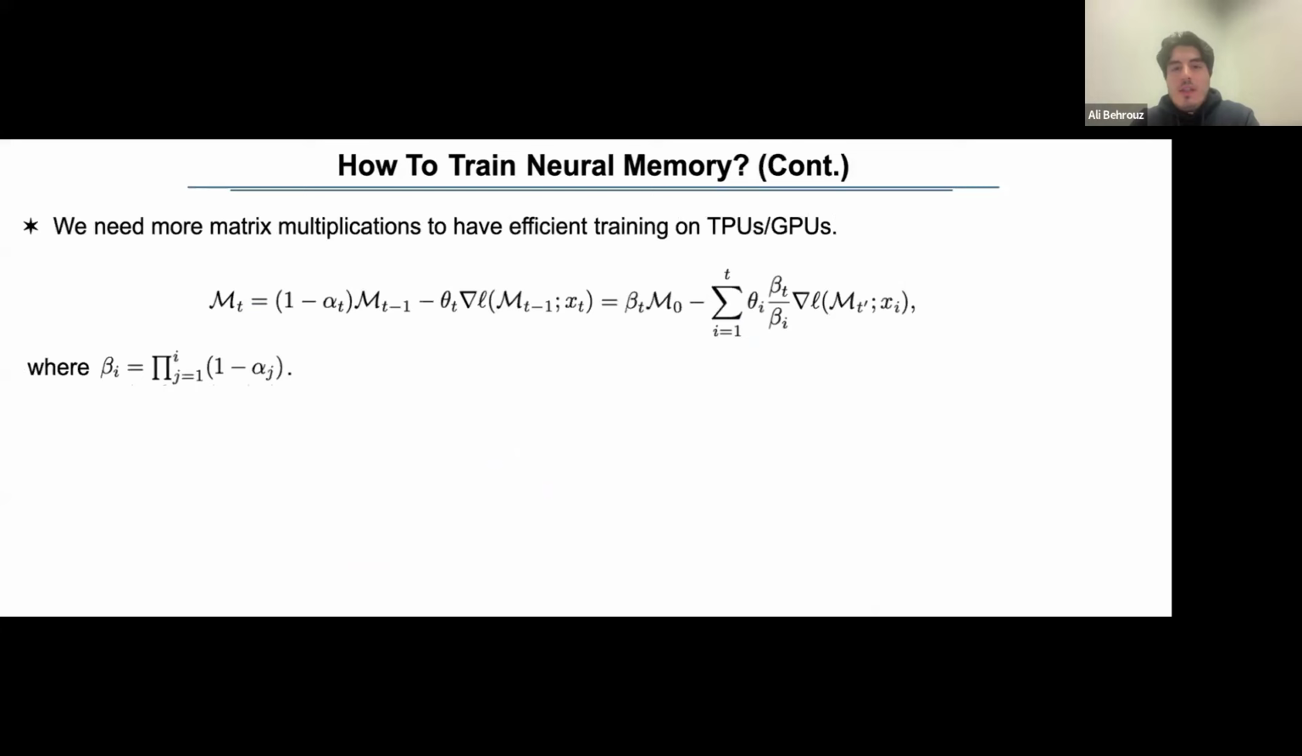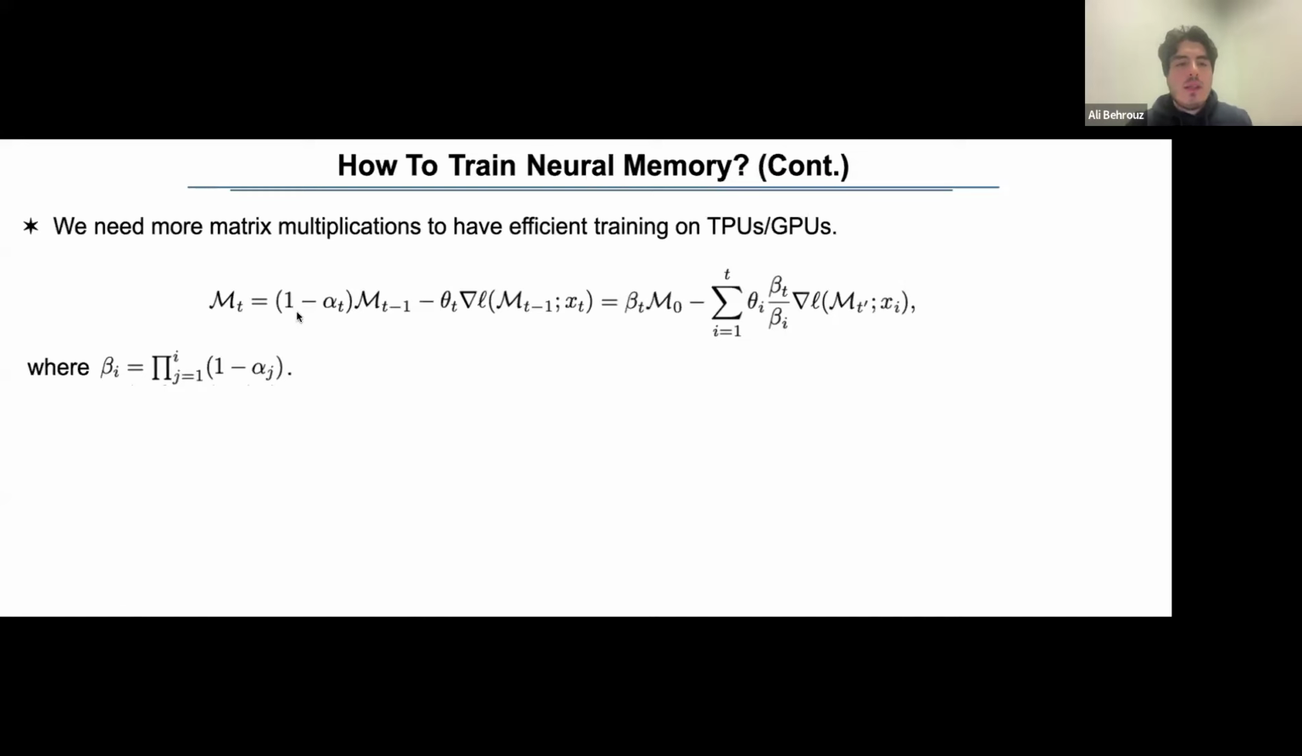But the main issue is that if you want to take advantage of TPUs and GPUs, we need more matrix multiplication in the training. And basically we build up on the work on test time training that I mentioned. The interesting part here is that we can somehow expand this recurrent formula and write it as a matrix multiplication.